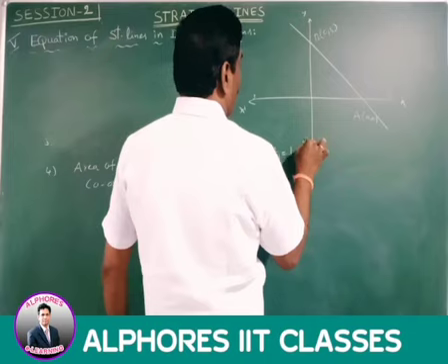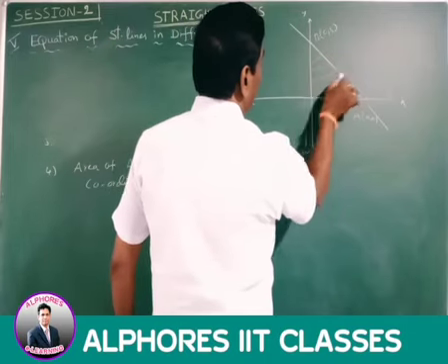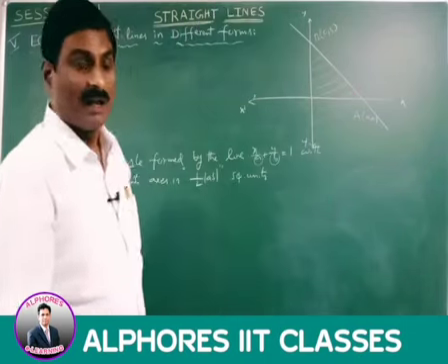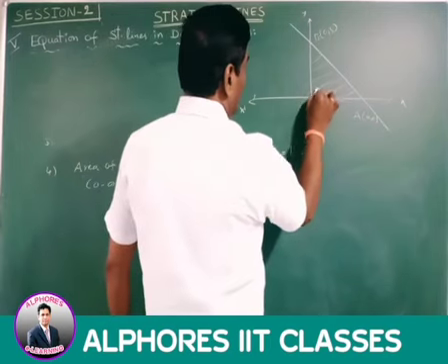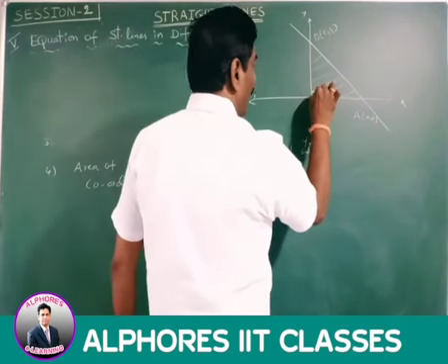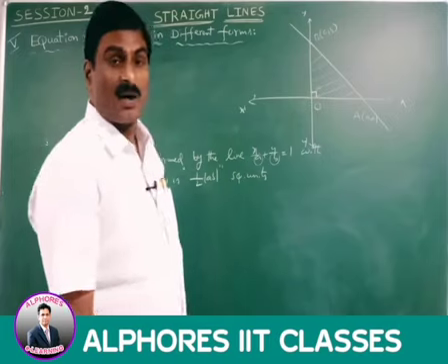What is the area bounded by these three lines? This is the required area. It is the origin. Please observe this value. The angle between the x-axis and y-axis is always 90 degrees.